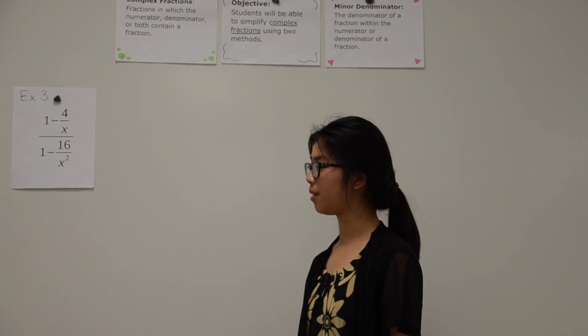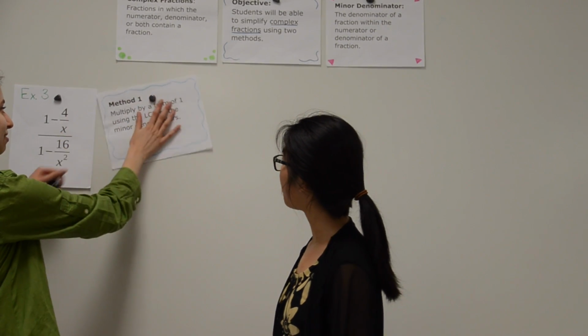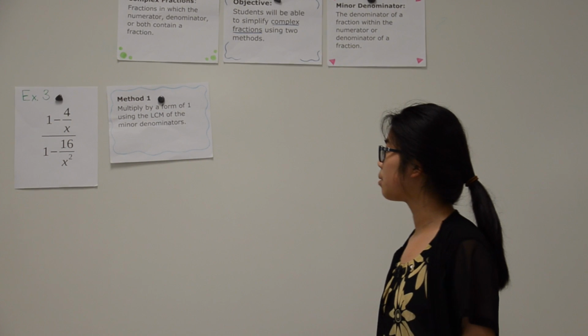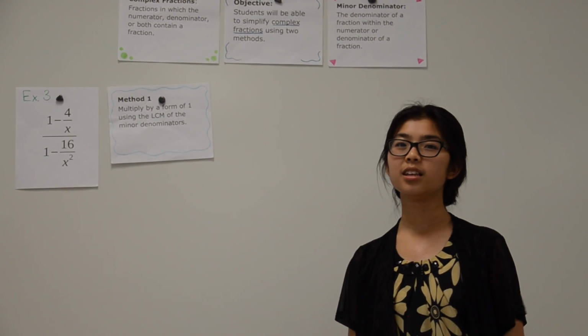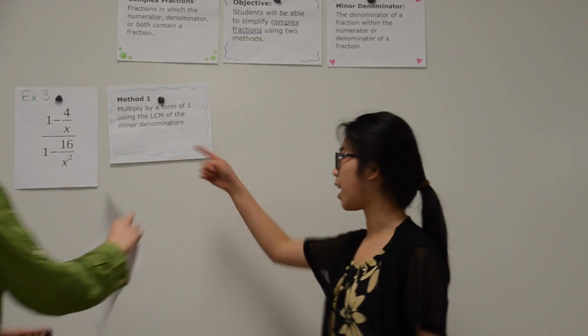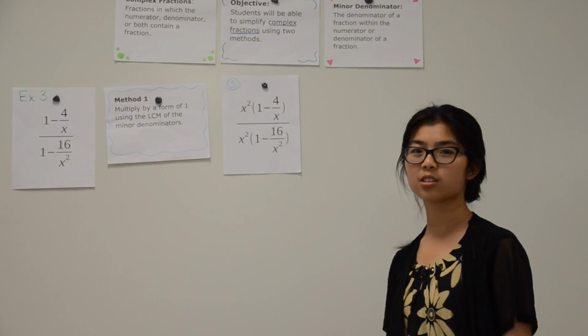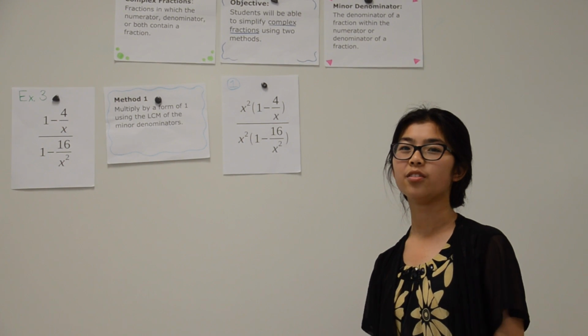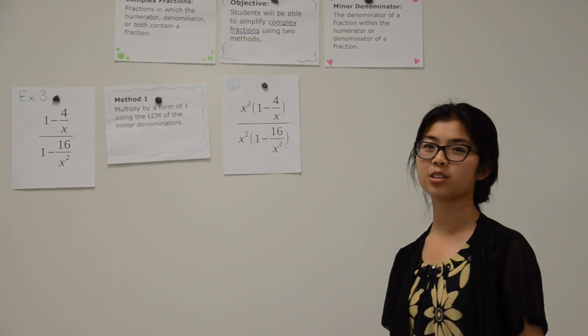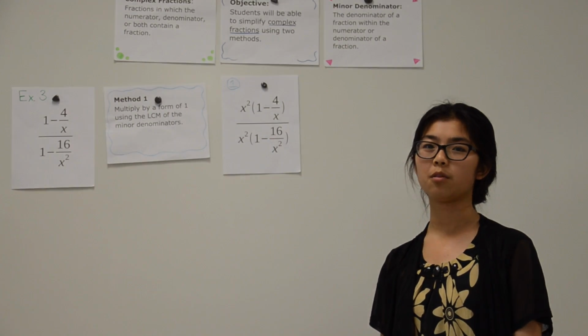So for method 1, we multiply by a form of 1 using the lowest common multiple of the minor denominators. In this case, the minor denominators are x and x squared. The lowest common multiple of x and x squared is x squared. So we multiply the whole expression by x squared over x squared, which is a form of 1.